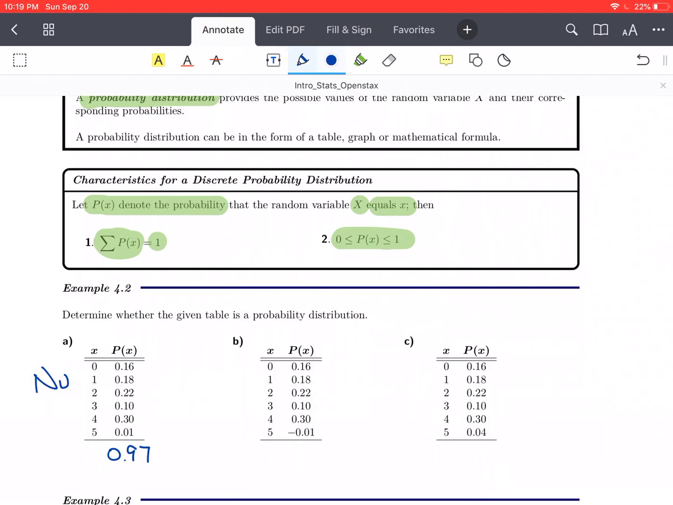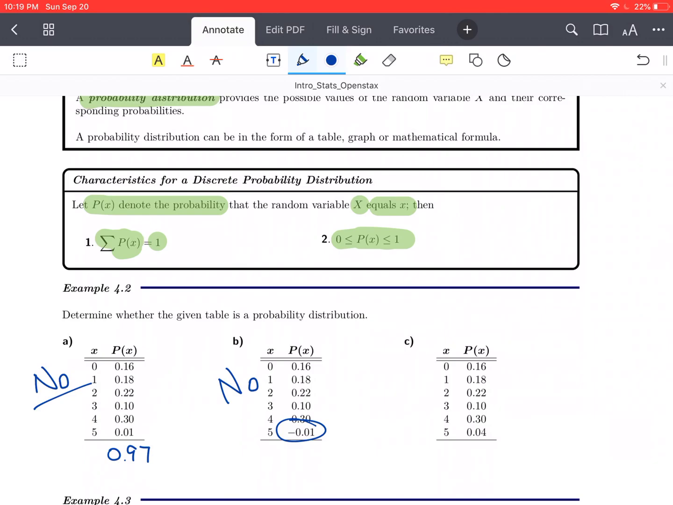So that's not a valid probability distribution. So this one is not. For the second one, again, remember that second qualification, all probability values must be between 0 and 1. We get an immediate disqualification right there. We cannot have a probability of negative 0.01. So this one is also not a valid probability distribution.